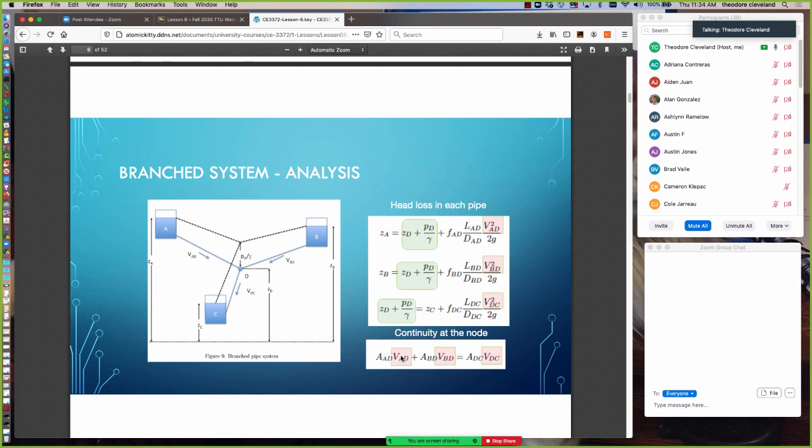which is the flow into node D plus the flow in from node B is equal to the flow that leaves the node going on to reservoir C. And from that, we have these three unknown velocities. So if we count unknowns, we have velocity AD, velocity BD, velocity DC. They also appear in these equations. And then the total head at node D. But you'll notice something about the energy equations. Velocity is squared. So this is a simultaneous system of nonlinear equations.